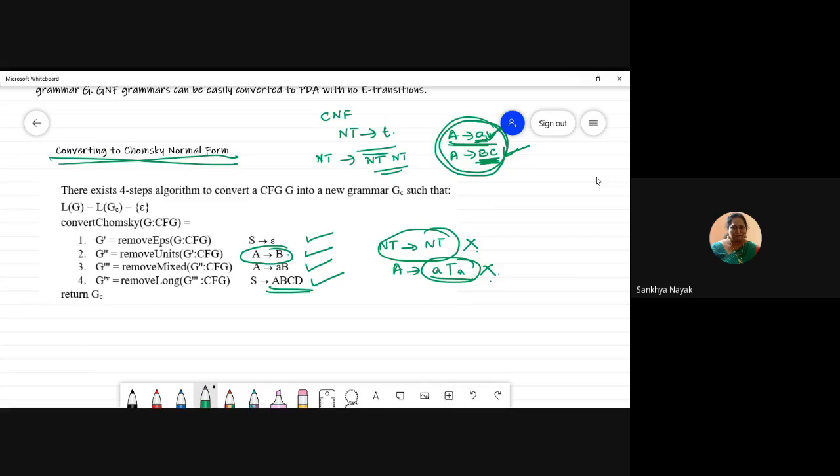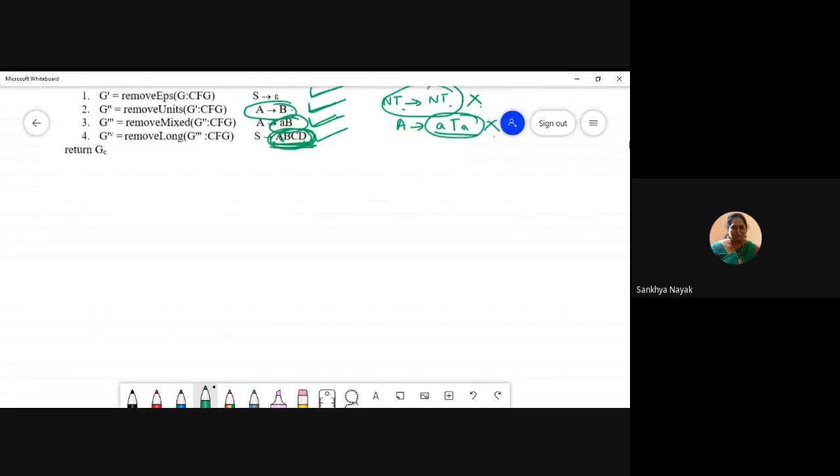Okay, so let us repeat. Remove epsilon productions, first step. Remove unit productions, one non-terminal giving rise to another non-terminal. Remove mixed productions: if you have a combination of terminals and non-terminals, convert them into only non-terminals on the right hand side. After that, if it's too long, remove long productions, because ultimately our aim is to get a non-terminal which gives rise to two non-terminal symbols. Now let us see two problems.